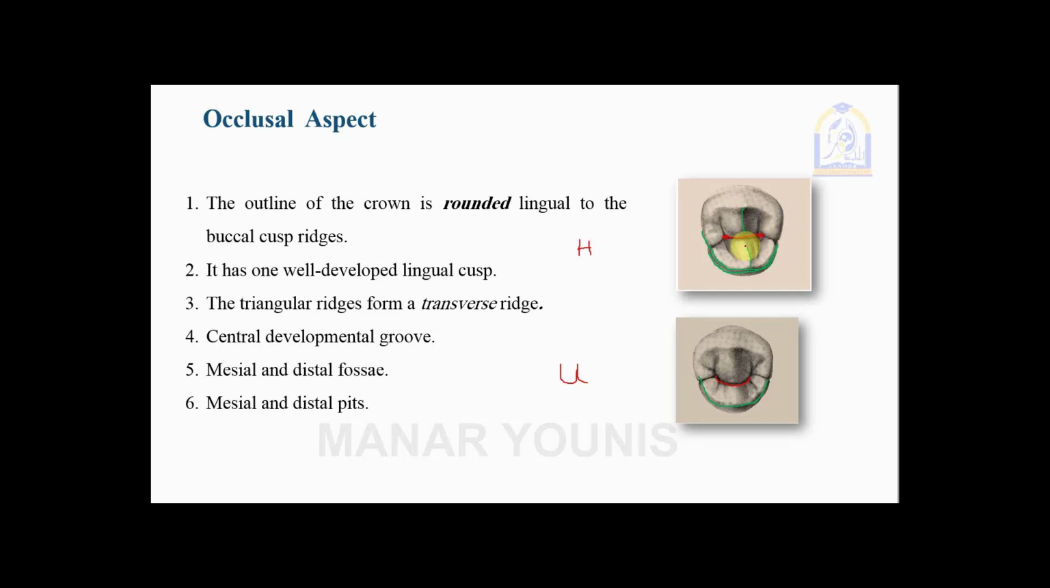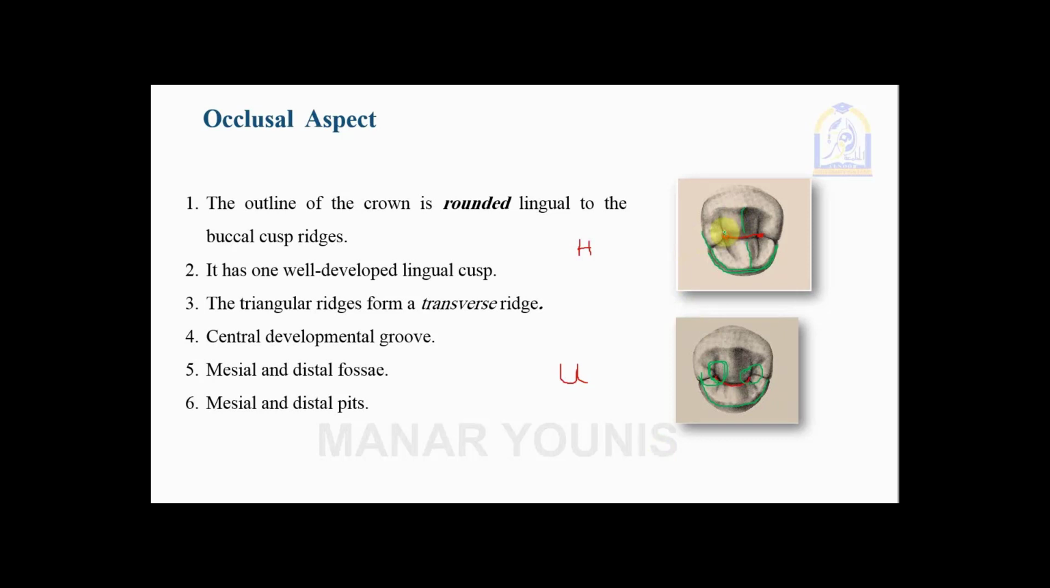There are two pits usually. This is the mesial pit and this is the distal pit. Two circular depressions representing the mesial and distal fossae. So the mesial and distal fossae will be circular rather than triangular. This is the mesial and this is the distal fossa.